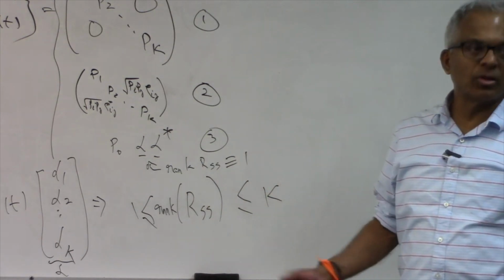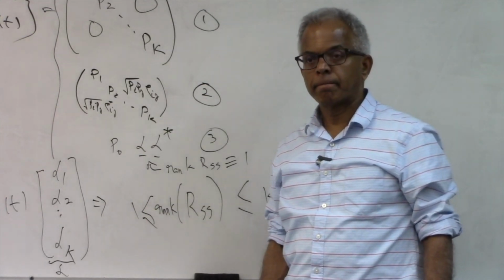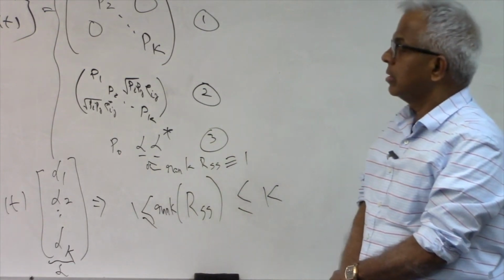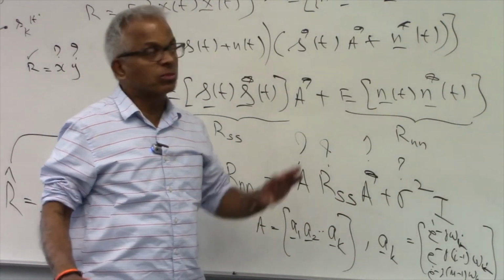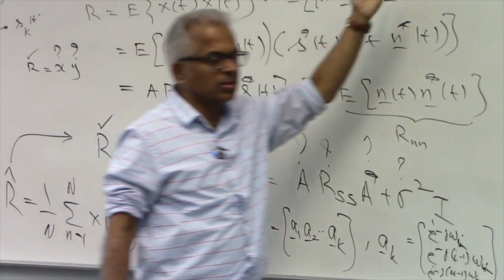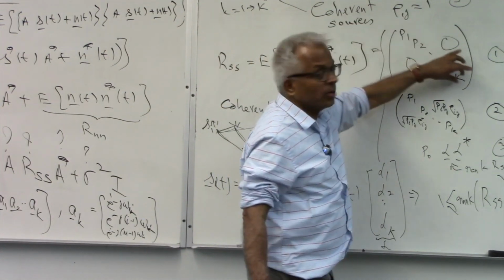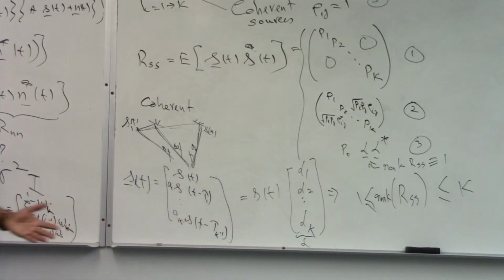Completely coherent, and then you can have partially coherent, which will be somewhere in between, right? Any questions so far? So if it is completely coherent, let's go to the easiest case, or the best structure: R_SS is diagonal with unknown diagonal entries, but all the off-diagonal entries are 0, so that it's a full rank K.